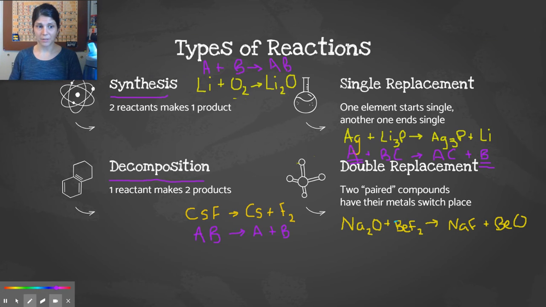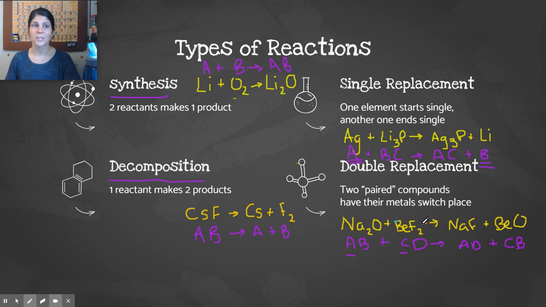And in a double replacement reaction, let me write out the general equation. You start with metal A bonded to a nonmetal, metal C bonded to a nonmetal, and the A and C switch spots. So sodium is now going to be where beryllium was, and beryllium is going to be where sodium was. So Be ends up next to O, and Na ends up next to F. Again, you just have to be able to identify these reaction types. Synthesis and decomposition are reverse of each other, and single and double replacement are very similar, but in single replacement, something starts and ends single, or in double replacement, they stay paired the entire time.